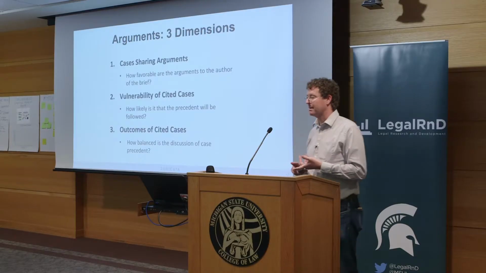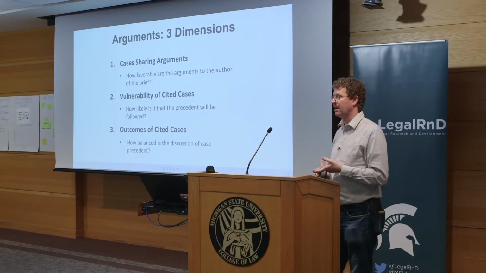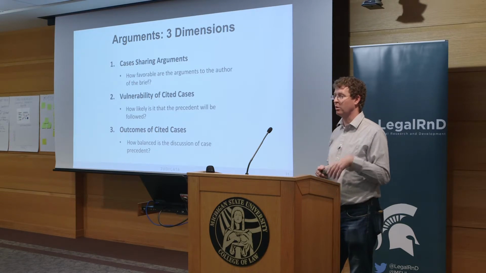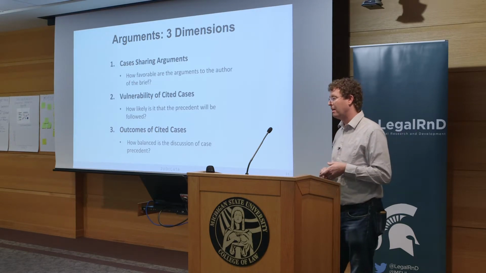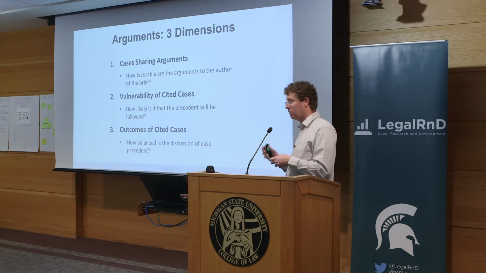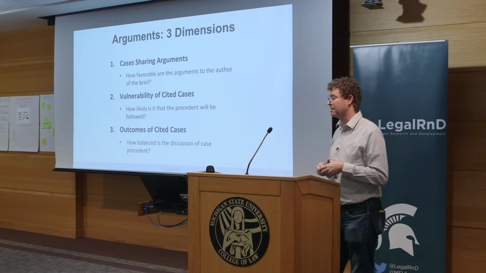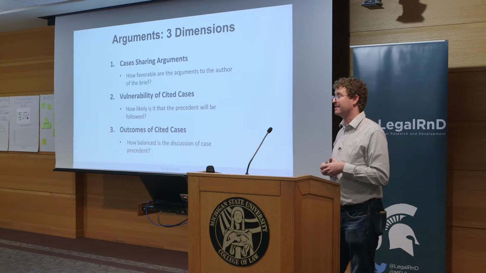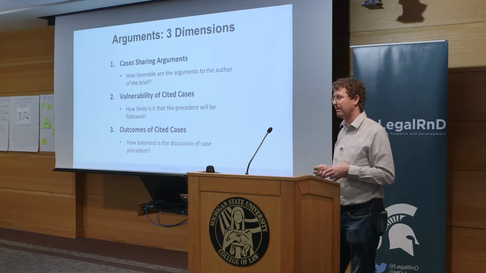So we have what we call cases sharing arguments, which looks at how favorable the arguments and the legal principles are to the author of the brief. Are you generally citing or relying on arguments that will indicate that you should win? What are the vulnerabilities of the cited cases? So how likely is it that the precedent you are citing will be followed, or will be ignored or distinguished. And then the third is a little bit more fuzzy, which is the outcomes of cited cases. How balanced is the discussion of case precedent? And I'll talk about each of those.